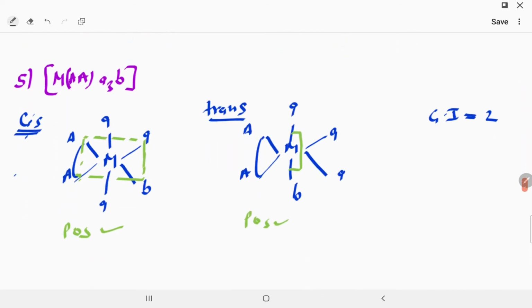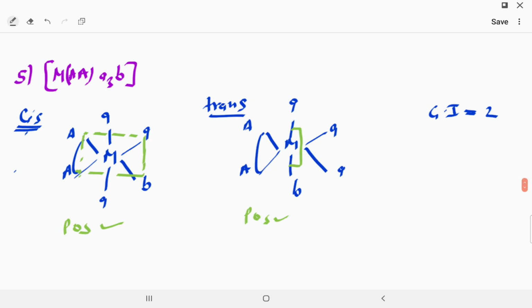Now in this next case you are able to see MAA A3B, which means 3 monodentate ligands are the same, one is different, and one is a bidentate ligand. So they will show cis and trans. We can say in this AB is cis, and this AB is trans. So they have a POS plane, and this black line is also a POS plane, and this green dotted line is a POS plane. So both have a POS plane. So they will show only two geometrical isomers. So total stereoisomer is 2. No optical, we can say optical is absent.